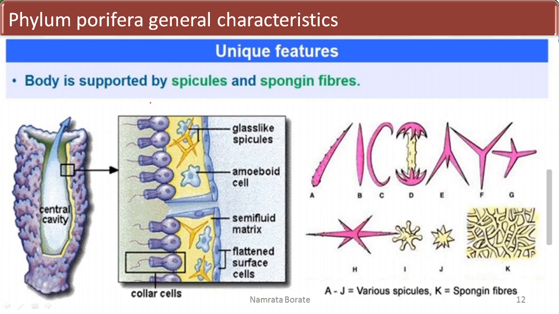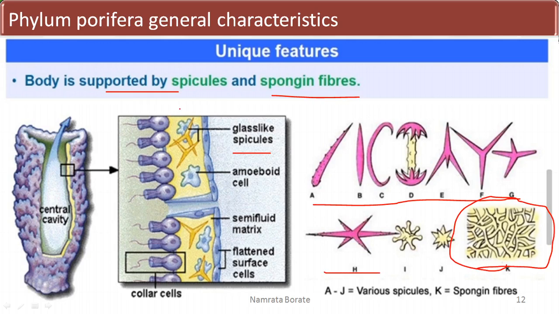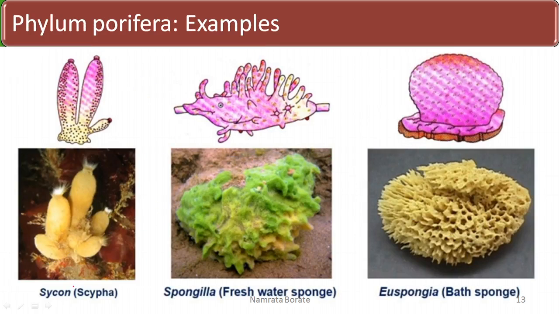Next important characteristic present in Phylum Porifera is the body support. The body is supported by means of spicules of various shapes and spongin fibers. So you can see there is a presence of spicules, of various shapes, and these spicules and the spongin fibers support the body. Next one is about examples. Its examples are Sycon, Scypha, Spongilla, a freshwater sponge, and Euspongia, that is a bath sponge.